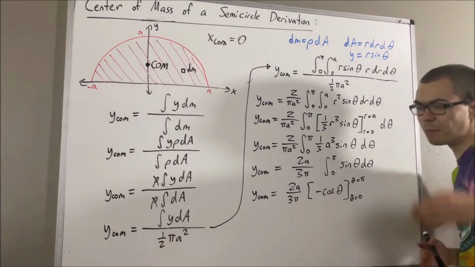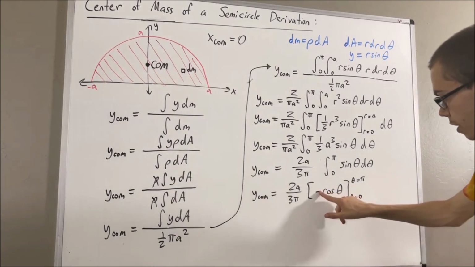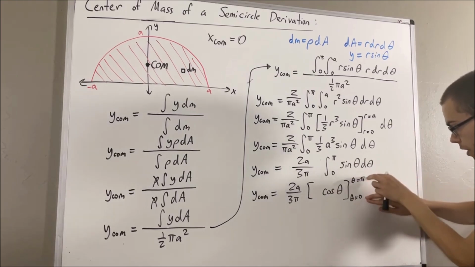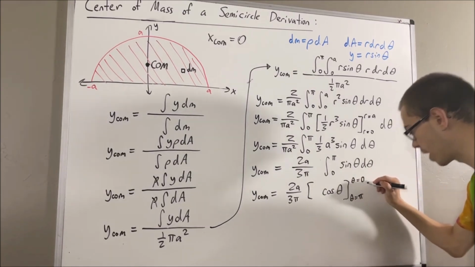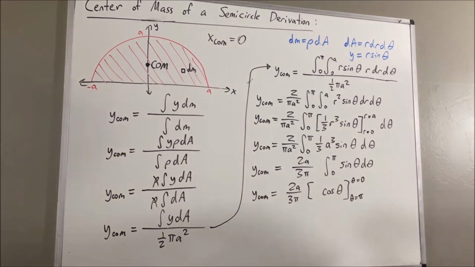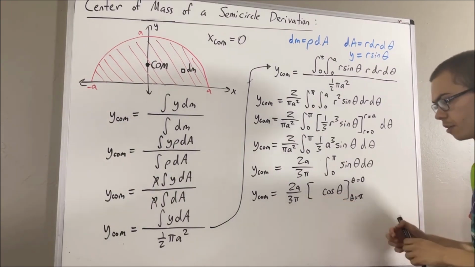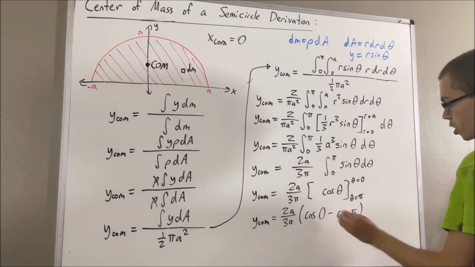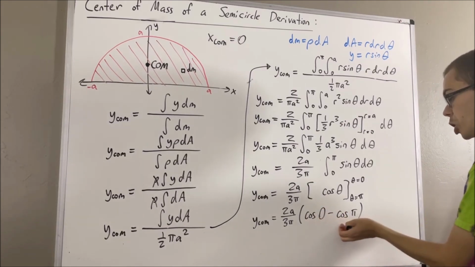In my opinion, it gets annoying when we have a negative sign here. So what I like to do is get rid of the negative sign, and you're allowed to do that as long as you swap these two around. So now we're going from theta equals pi to theta equals 0. So this is just cosine of 0 minus cosine of pi. We know that this is 1 minus negative 1, which means this is just 2.